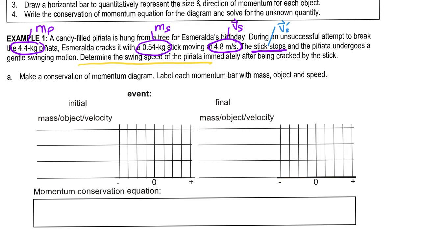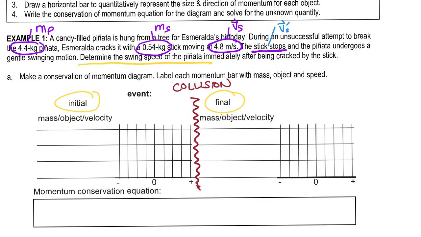Next, I'm going to take a look at this bar graph. The bar graph is basically showing us a before and an after, an initial and a final representation of the situation. And in between them, right here, is where we have our collision. So the collision between the stick and the piñata is occurring right there. Initial means before the collision, and final means after the collision.